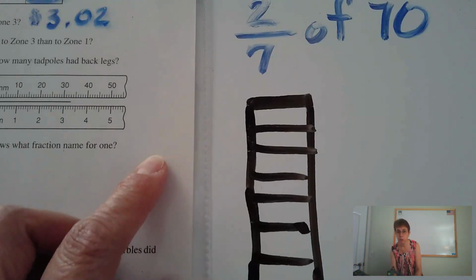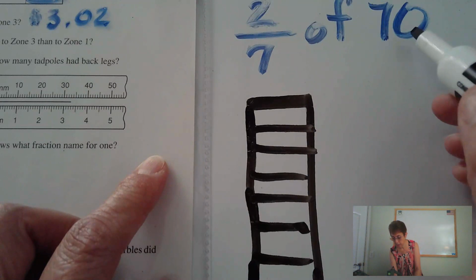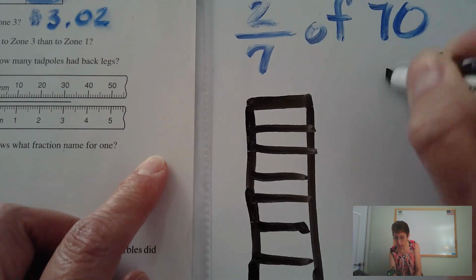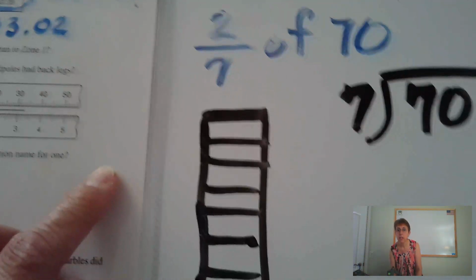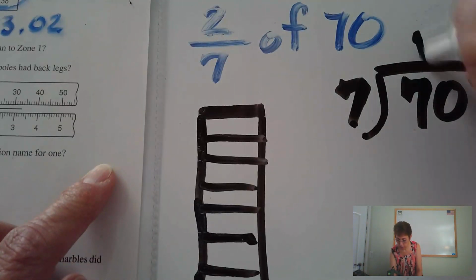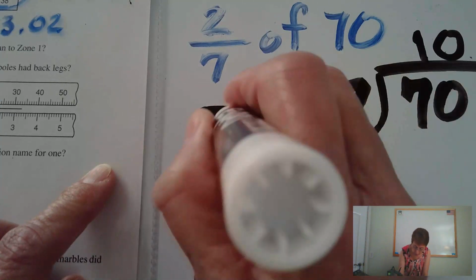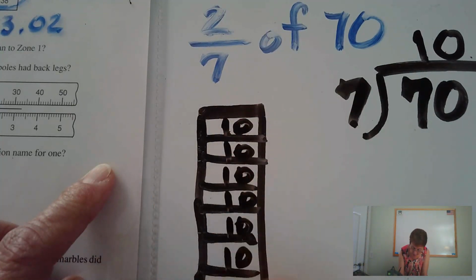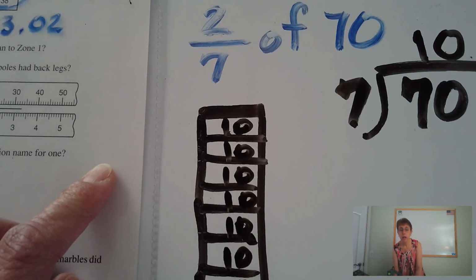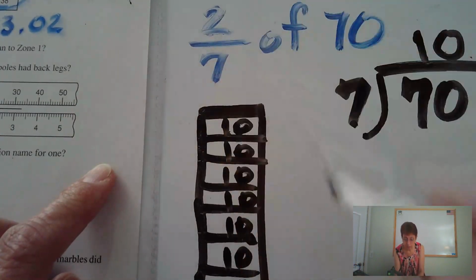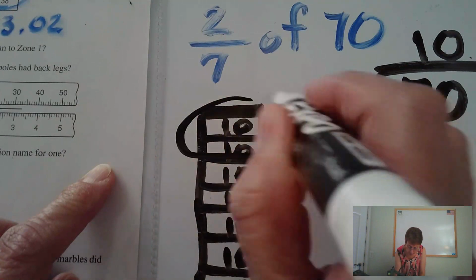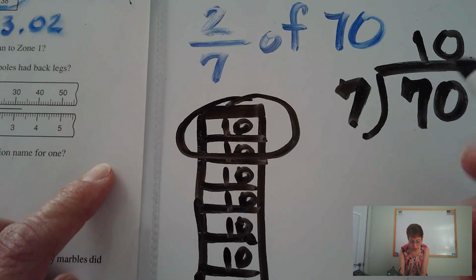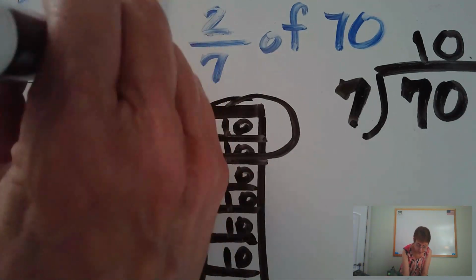Because we're doing 2/7 of 70, we're going to divide 70 divided by 7, and 70 divided by 7 equals 10. So then we know that we have 10 in each section. Now we need 2/7. So 2/7 means we're looking at 2 groups, and that's 10 plus 10, which is 20.